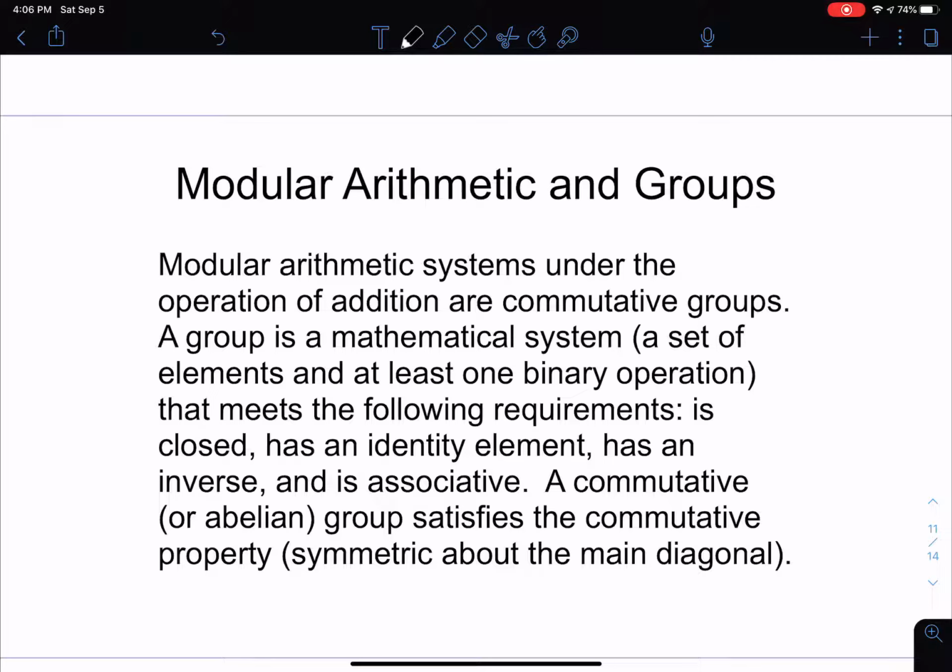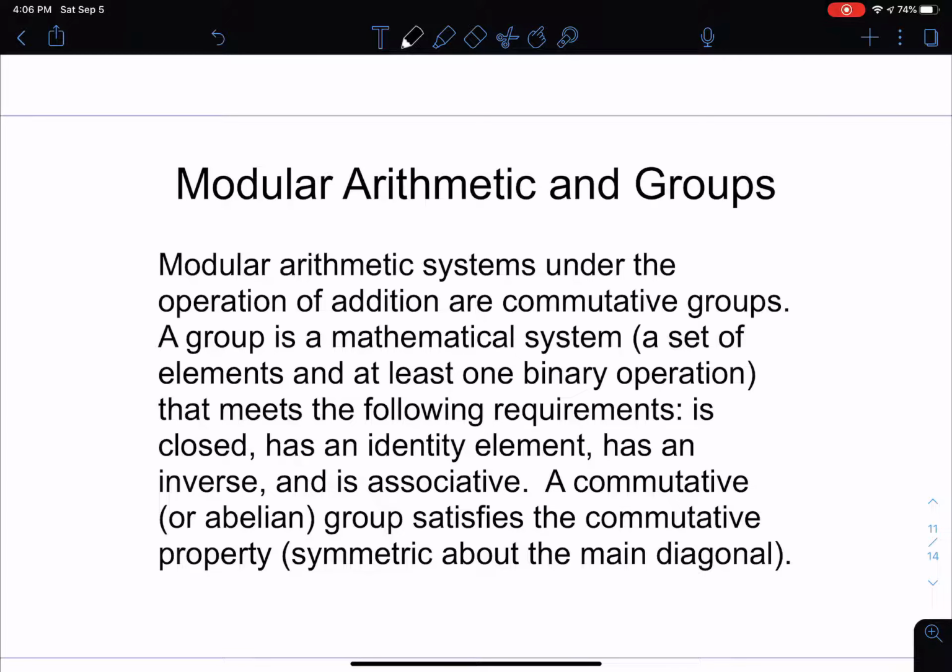So commutative property, remember, the order doesn't matter. Like in general with addition, 2 plus 3 gives you the same result as 3 plus 2. In multiplication, you have the commutative property as well. 3 times 8 gives you the same thing as 8 times 3. And that's true with these groups. If you can add in one direction and also add in the other direction and get the same answer, then the group is considered to be commutative.